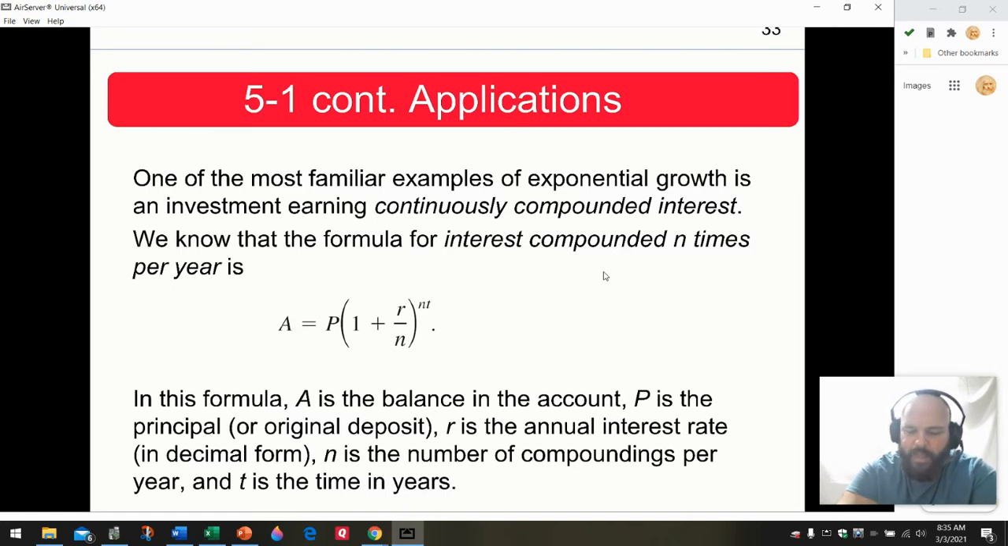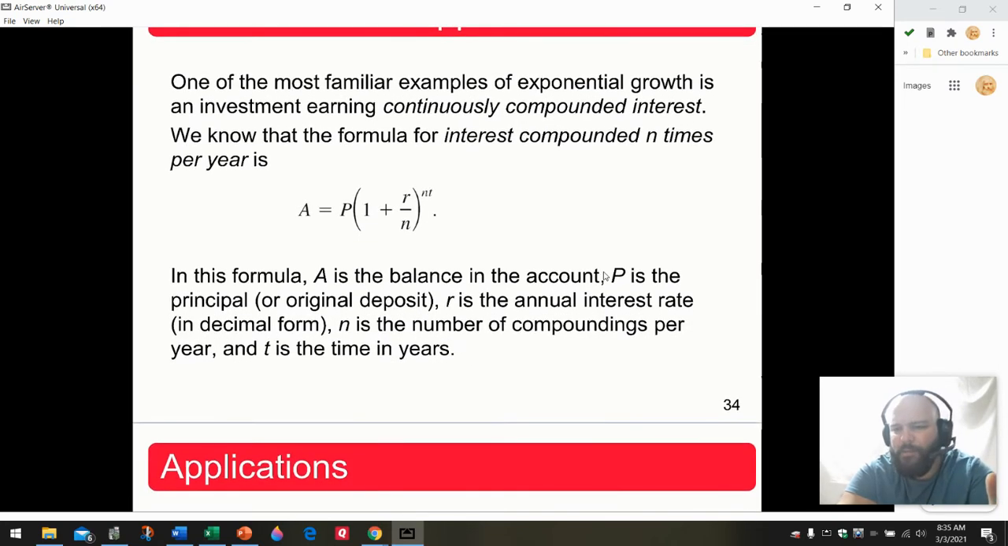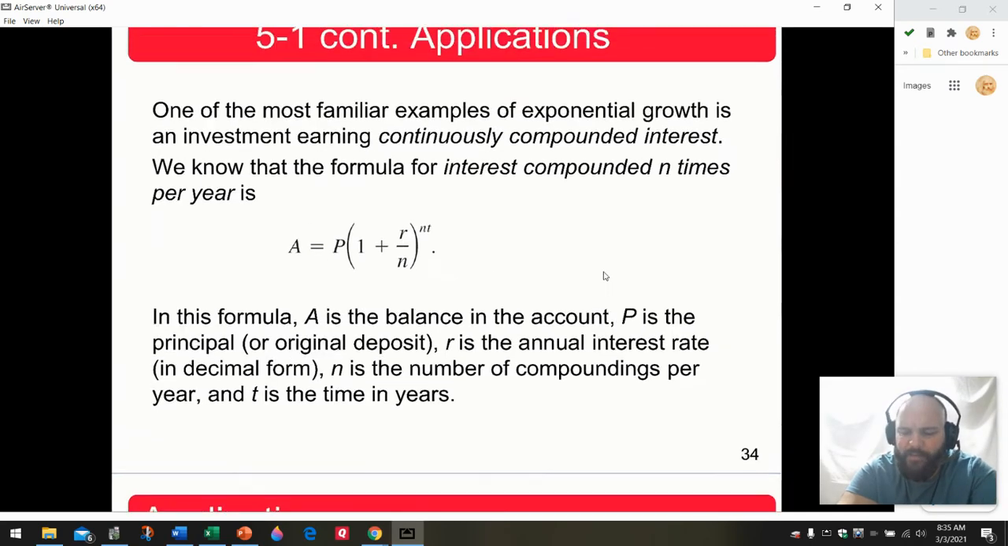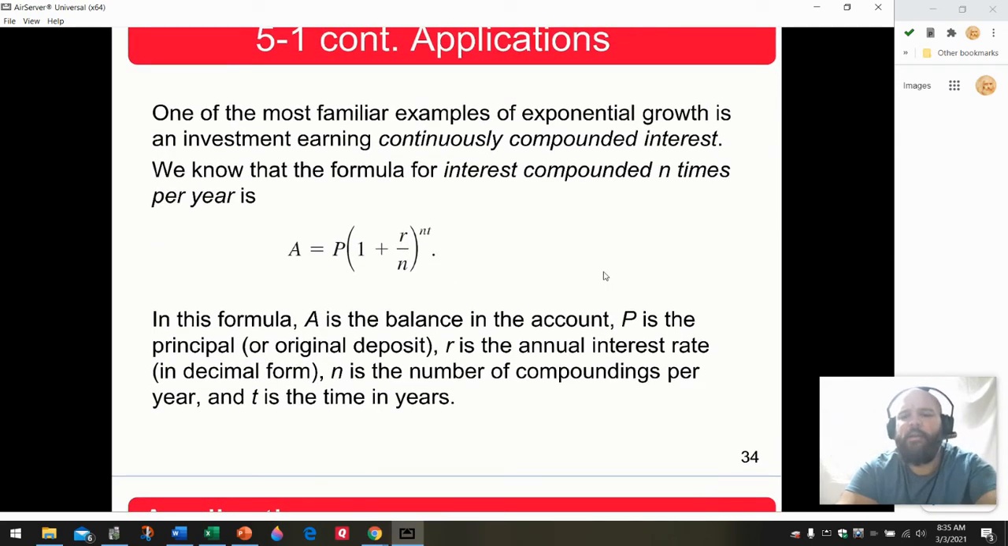a formula. Now, I want to back up a little bit because I think they kind of make an assumption in this paragraph that I think it's important to talk about. And that is what it means to have interest compounded. Now, what it means to have compounded interest is how often the bank or whatever institution that you have your money invested in gives you the interest for your investment.